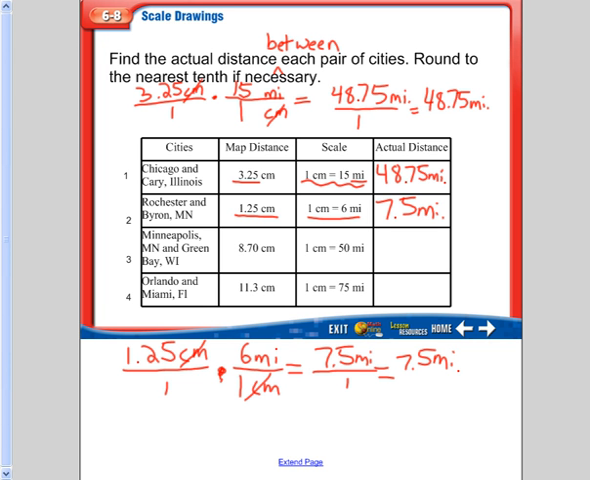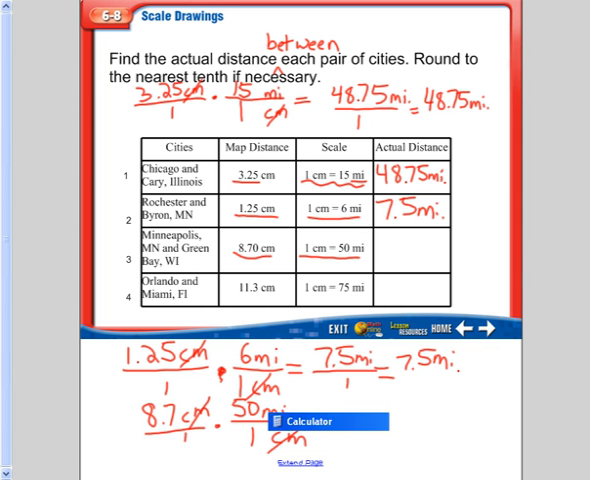Third, we have Minneapolis, Minnesota, and Green Bay, Wisconsin, which are approximately 8.7 centimeters away, and 1 centimeter in this case is 50 miles. So we're going to write that down here. We have 8.7 centimeters over 1 times, I already know we're going to have centimeters on the bottom, and it's 1 centimeter for 50 miles. Cross out centimeters on each one.